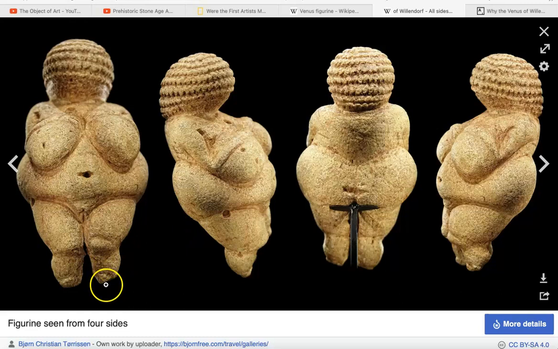The feet are missing. I don't know why. Maybe they broke off. I just don't know. And the face, we can't see it. It seems to be covered by this thing that resembles a beanie, like a knitted or crocheted beanie that's covering the face. Is it hair? I don't know. But she's obviously a big girl.